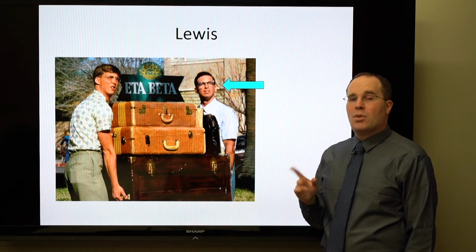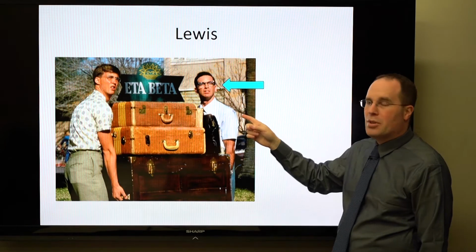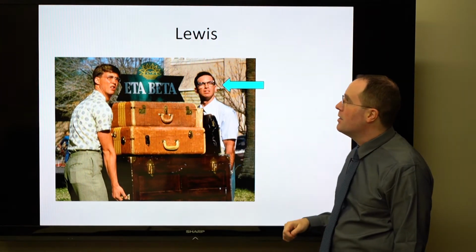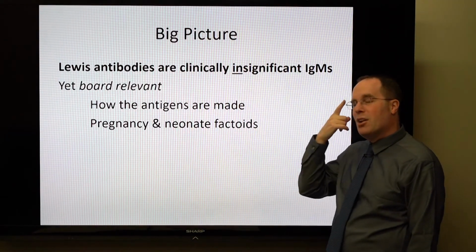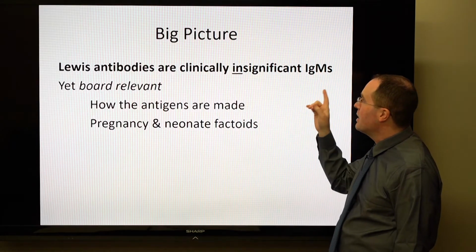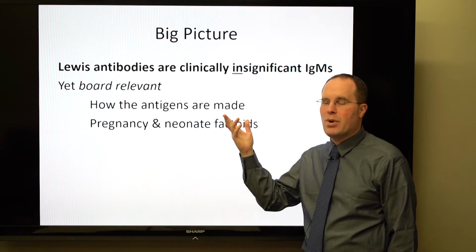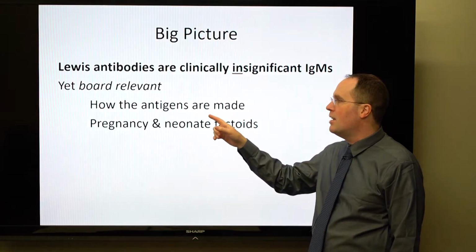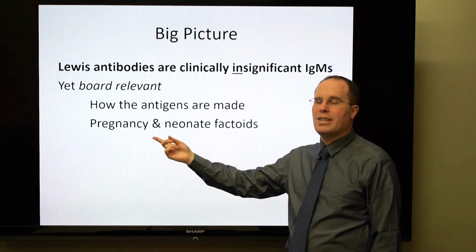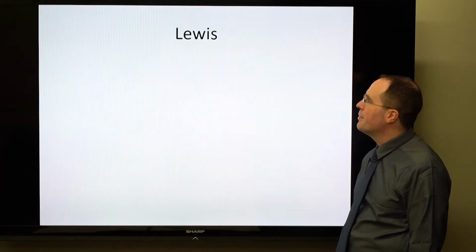And then moving on to Lewis, remember from Revenge of the Nerds, this is Lewis. That's what we're going to be talking about. And of course, this is Gilbert and Lewis. Big picture, you have to remember that Lewis antibodies are clinically insignificant. In general, they're clinically insignificant IgM alloantibodies. Yet they are relevant to pimp questions on the boards because you could be asked how the antigens are made, and you could be asked factoids about Lewis antigens and antibodies that we see in pregnancy and in neonates.